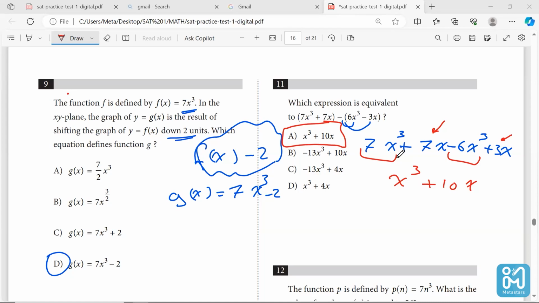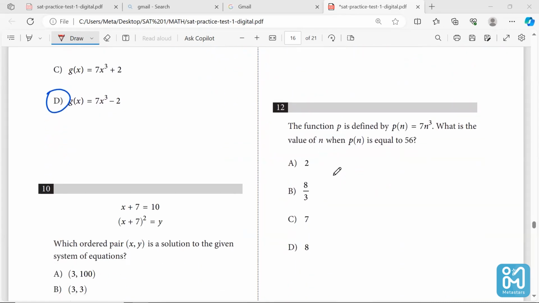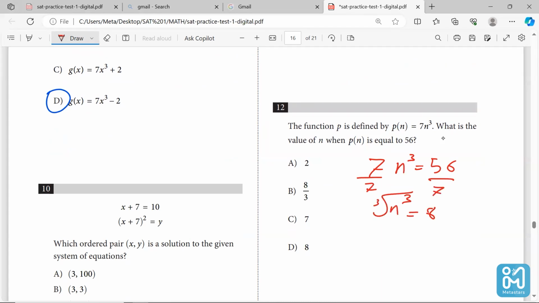No question? Okay. Let's see question 12. The function p is defined by this one, 7n cubed. What is the value of n when p(n) is equal to 56? So we replace p(n) by 56. So 7n cubed equals 56, divided by 7 and divided by 7. n cubed equals 8, take the cube root on both sides. n equals what? 2. My answer is 2.